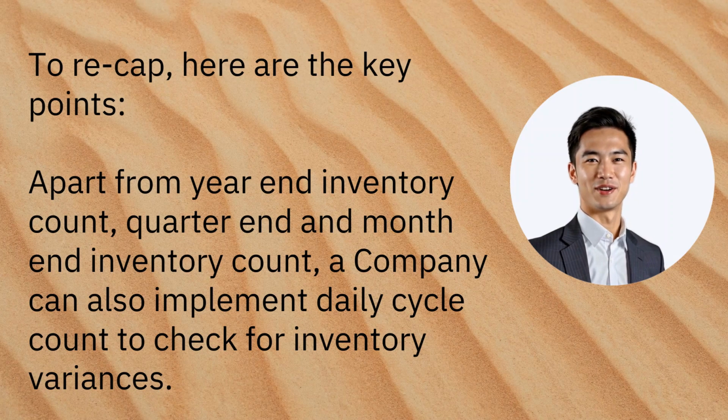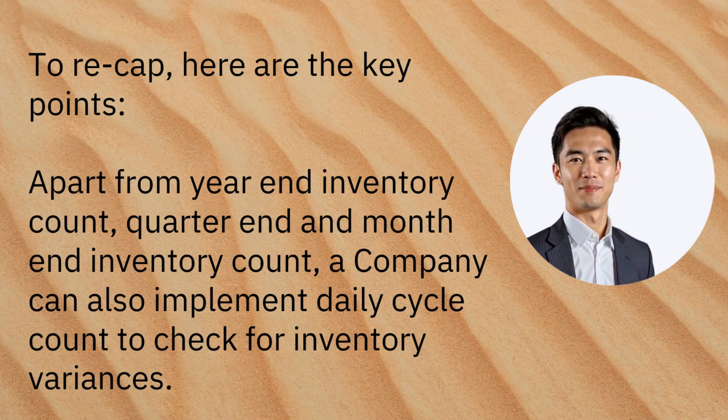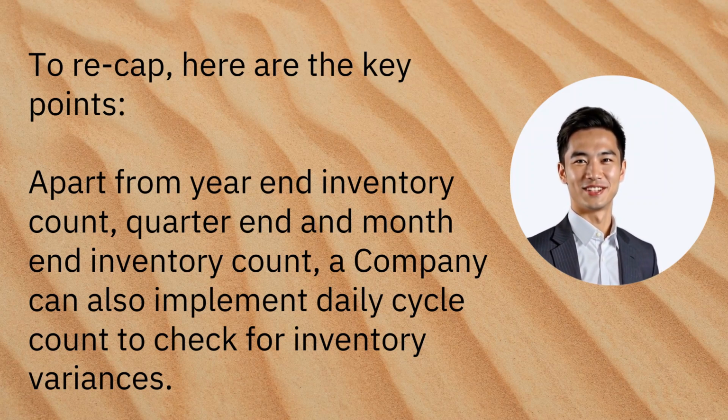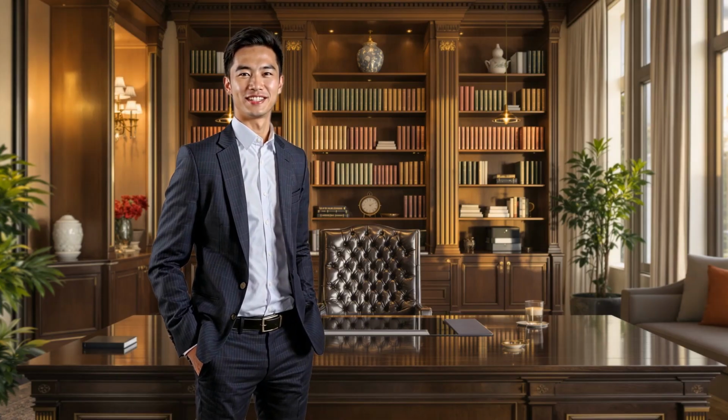However, this consumes manpower. Some items are generated from the system for daily cycle count, and the warehouse staff needs to confirm the balance in the handheld. The system is customized to generate items to ensure each item is counted at least once in a year. To recap, here are the key points. Apart from year-end inventory count, quarter-end and month-end inventory count, a company can also implement daily cycle count to check for inventory variances.